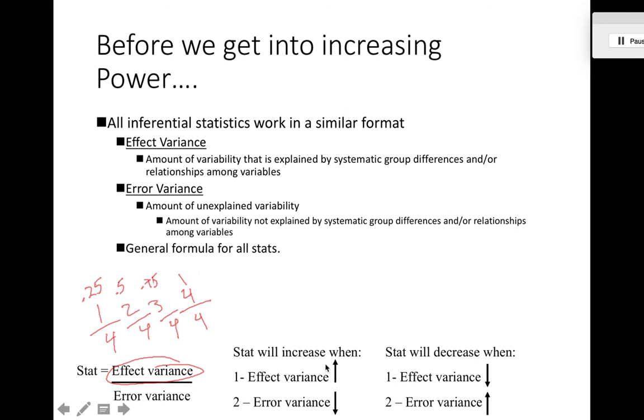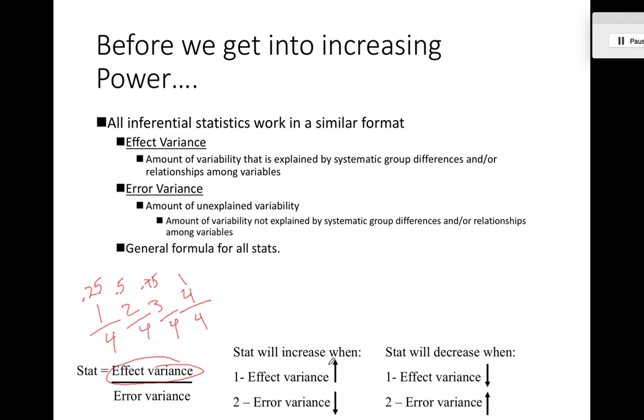Now, when will your stat decrease? My stat will decrease if my effect variance decreases and my error variance increases. So let's now go here with the same format, if you want to think about it in this particular case. Now we're just going to go in descending order here. So here, 4 divided by 4, so I have a large numerator, large denominator, same number, with a 1. Now my numerator starts getting smaller, but my denominator starts getting larger. So 0.75, 0.5, 0.25. So now you'll notice that my stat begins to decrease as my numbers begin to go down in terms of the numerator.